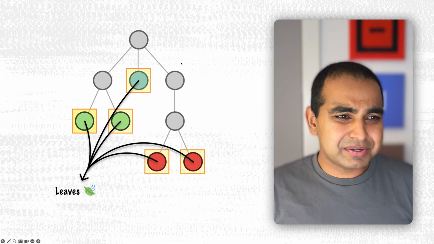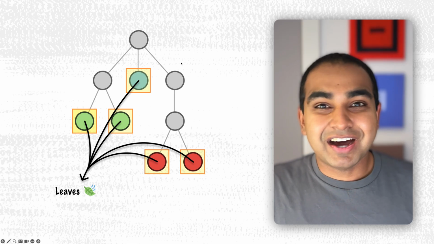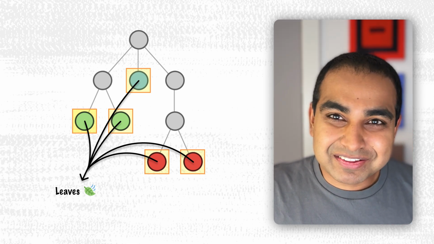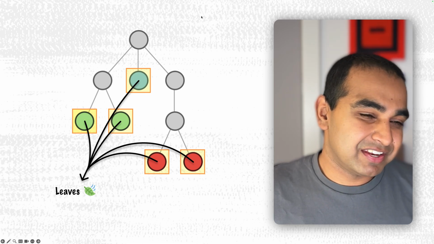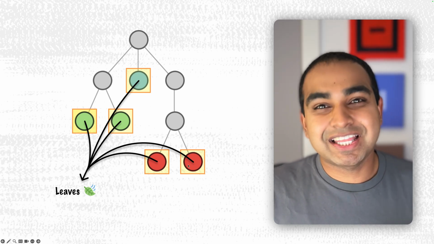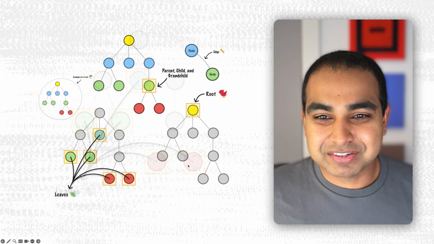So while the root is a node that has no parent, on the other extreme are the nodes that don't have any children. These nodes are commonly known as leaves. And you can see the leaves in this case are the blue node, the green node, and the red nodes because they have no children. They're the end of the line for this particular branch of the tree.